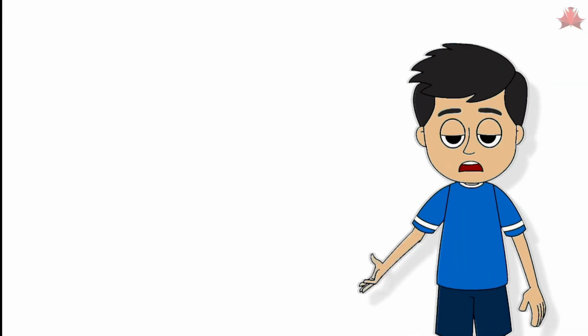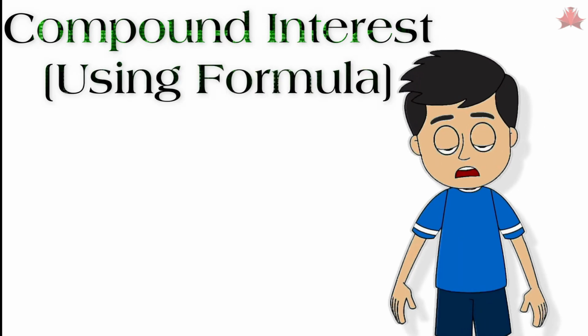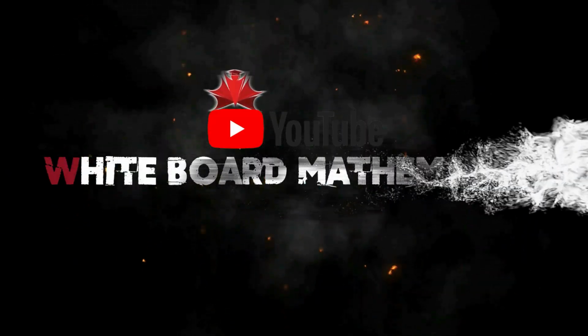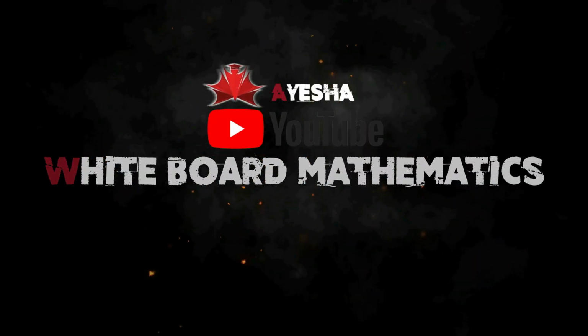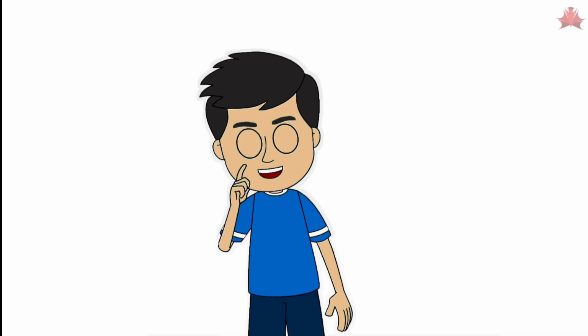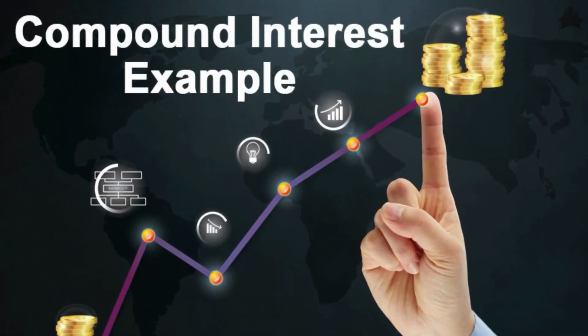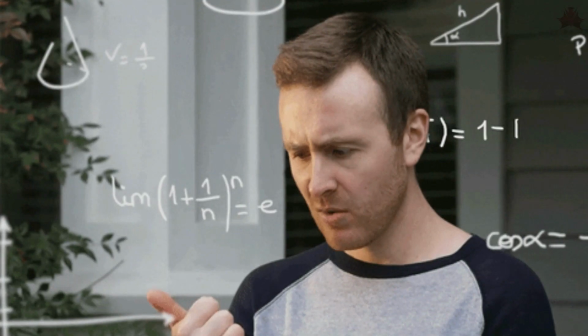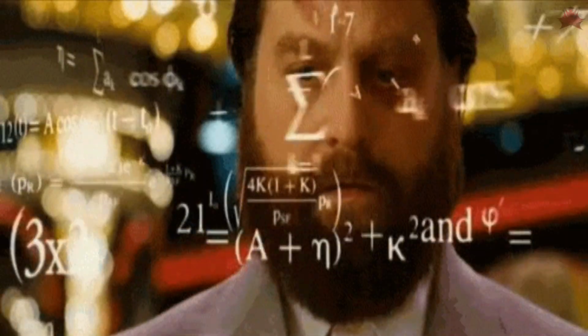Today's topic, we are going to discuss compound interest using the formula. In the previous video, we have learned to calculate the amount and the compound interest on a given sum at a given rate and for a given period. In order to make the calculation easy and fast, we are going to use certain formulae.